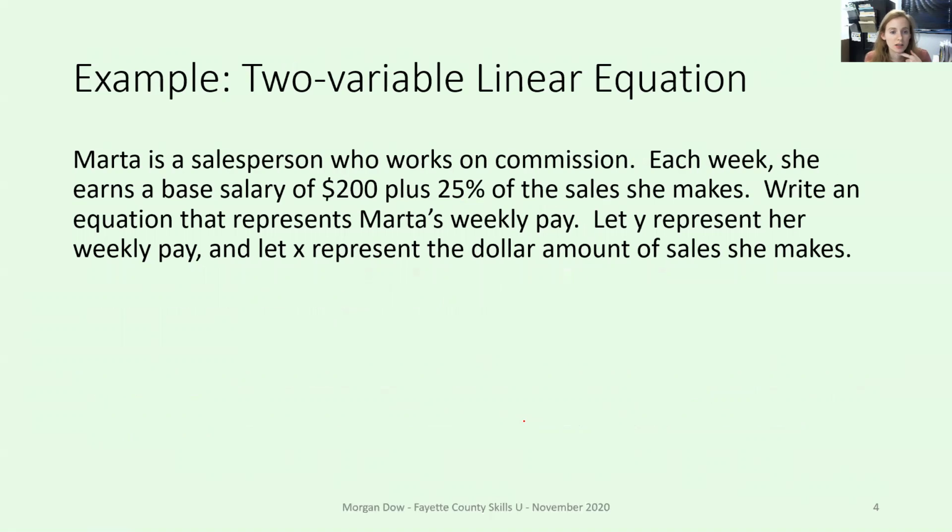Okay, so let's look at an example for a two variable linear equation, and then we're going to compare it with a one variable linear equation. So Marta is a salesperson who works on commission. Each week she earns a base salary of 200 plus 25% of the sales she makes. Write an equation that represents Marta's weekly pay. Let y represent her weekly pay, and x represent the dollar amount of sales that she makes. So she earns her weekly pay.